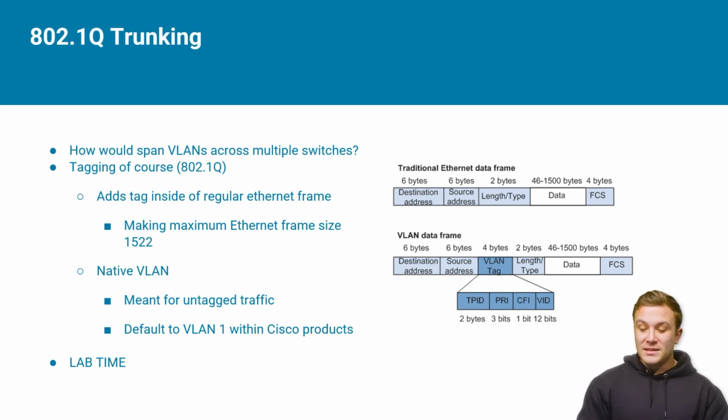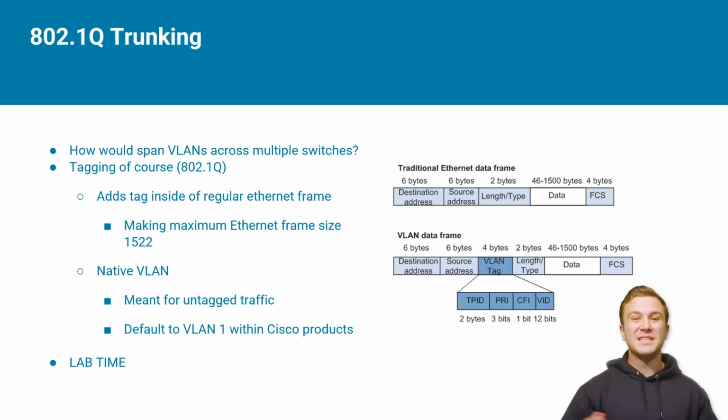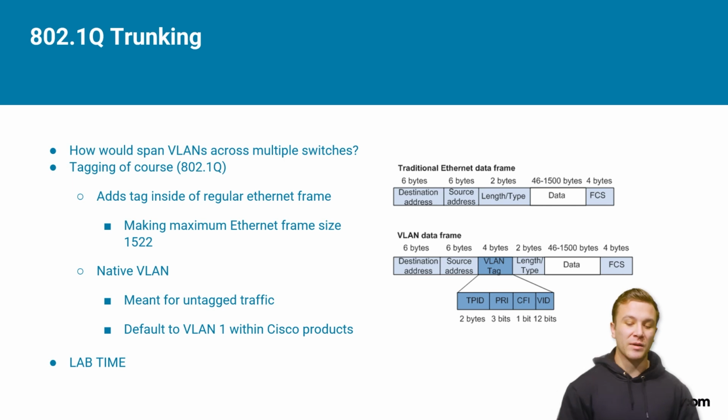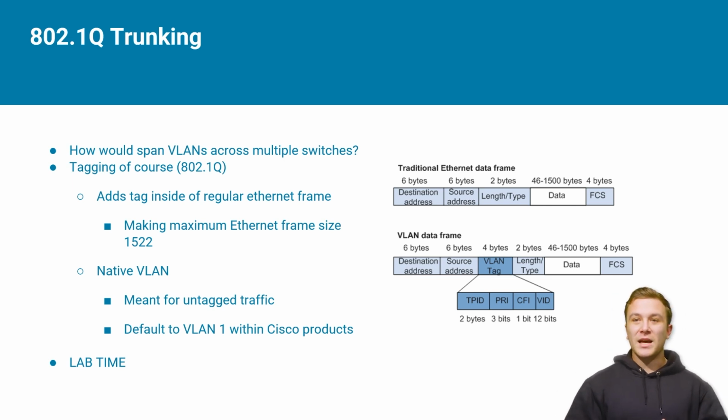like I said, it adds a tag inside of a regular Ethernet frame. We discussed last time that the maximum size of a PDU can only be 1518 bytes, right? Well, they kind of break the rules a little, or it's an IEEE standard. It is a rule, but the switches actually increased the maximum PDU size to 1522 to account for this addition to the Ethernet header, right?